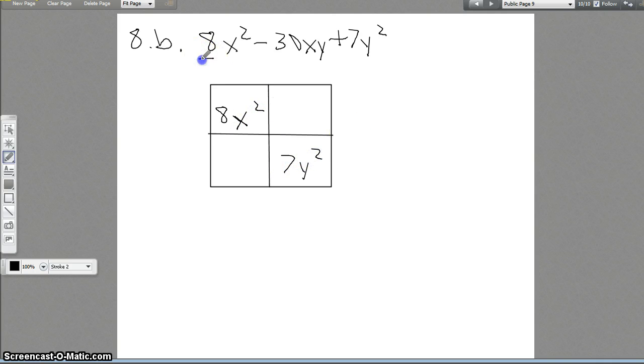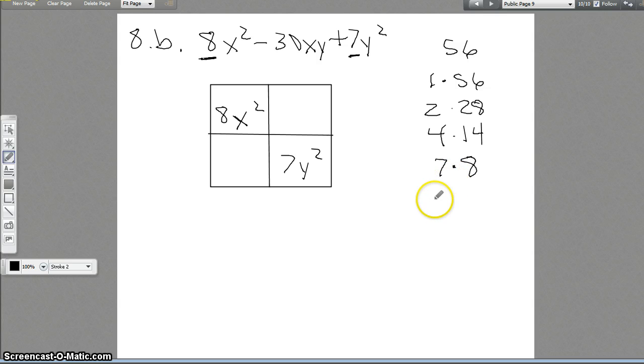Okay, now we multiply our coefficient of the first term by the coefficient of the last term. 8 times 7 is 56. Now we write down all the factor pairs that make 56. We have 1 times 56. We have 2 times 28. We have 4 times 14. And we have 7 times 8. Those are all the factor pairs that make 56.